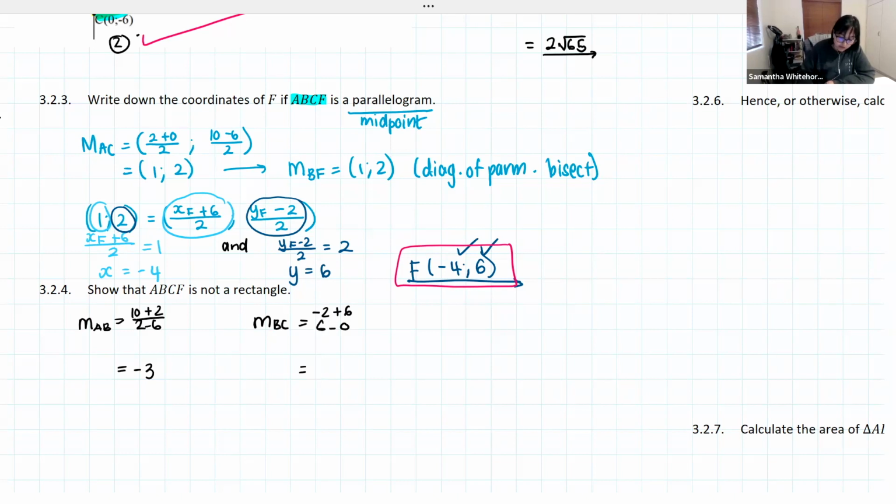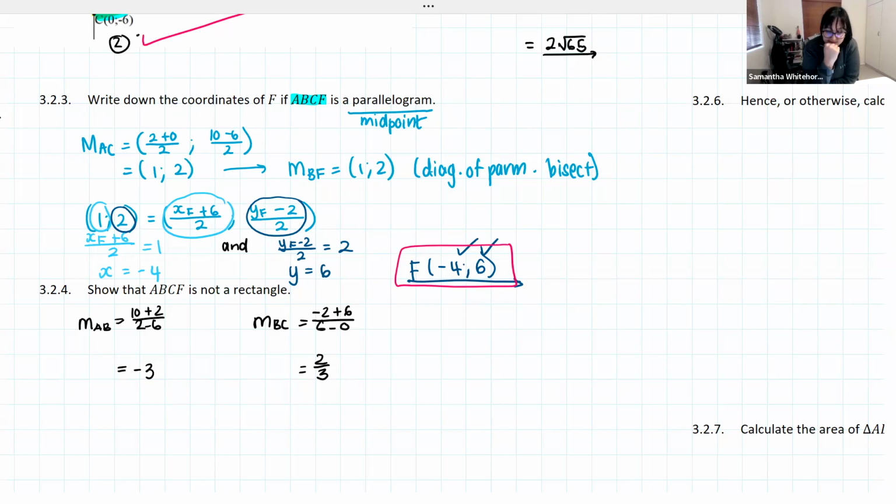Does anyone know how I can now take those two gradients and prove that they are not at 90 degrees, or prove that they are not perpendicular? So I've got two gradients, but how do I know if they're at right angles to each other? Ma'am, I don't know how to phrase it, but I think I know.